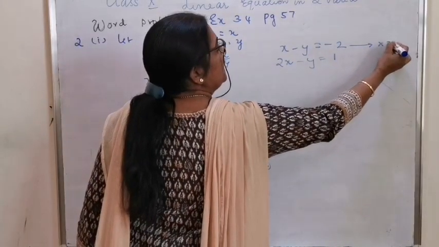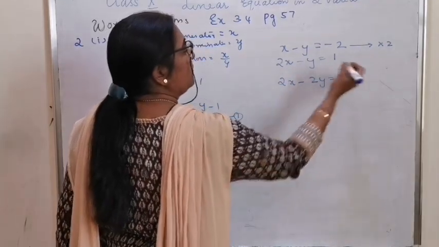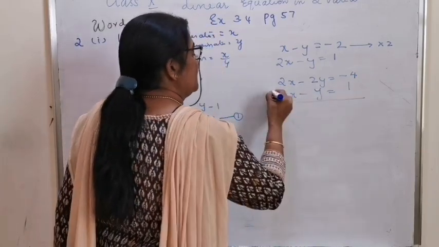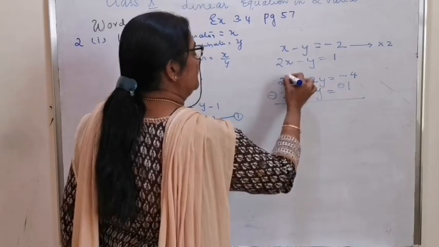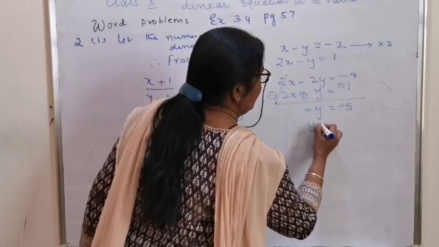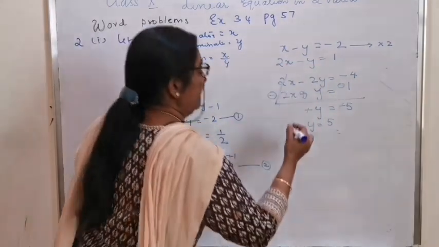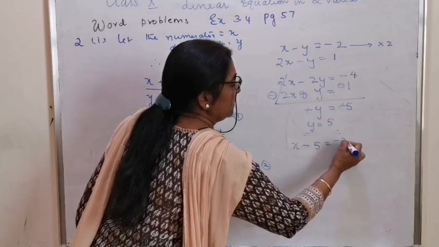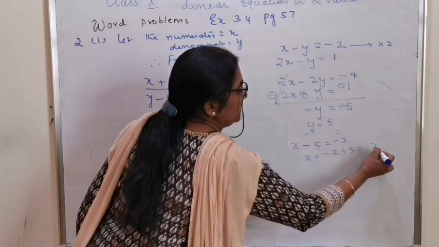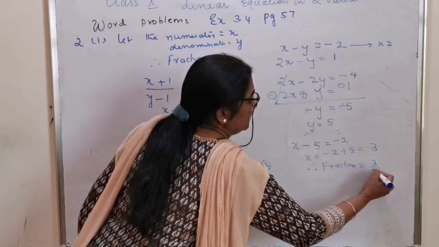The first equation you multiply by 2. 2x minus 2y is equal to minus 4. 2x minus y is equal to 1. When you change the signs, minus y is equal to minus 5, which proves that y value is 5. Substituting in any one of the equations, x minus 5 is equal to minus 2. X is equal to minus 2 plus 5, which is equal to 3. Therefore, the fraction is equal to 3 by 5.